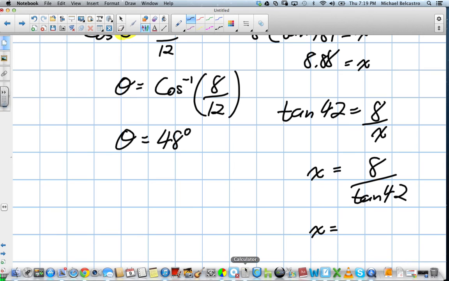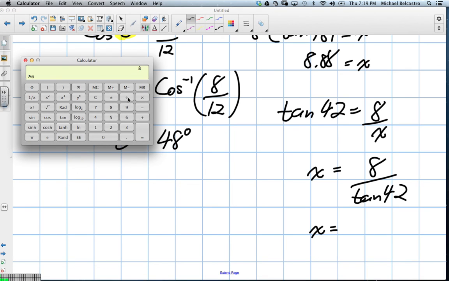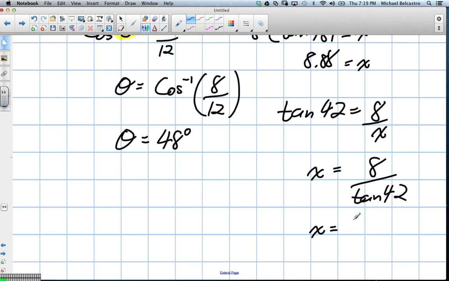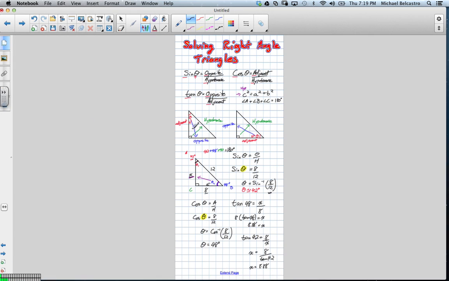So take out our calculator. Let's see if we get the same thing. 8 divided by brackets 42 tan is equal to 8.88. So it didn't actually matter which angle I used. As long as I plugged them in properly, I got the right answer there.